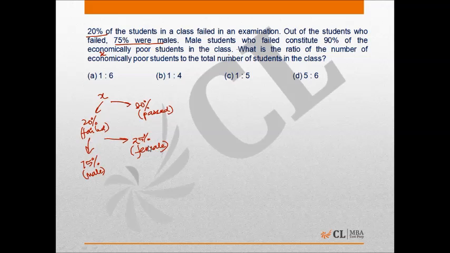Next says male students who failed, they constitute 90% of economically poor students in the class. So 90% of the economically poor students in the class. So let's say there are E total number of economically poor students in the class.